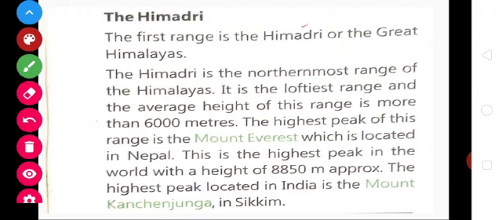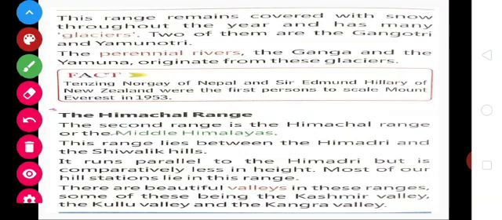The Himadri is otherwise called the Great Himalayas. It is the northernmost range of the Himalayas, and it is the loftiest range also. The average height of this range is more than 6,000 meters. This range remains covered with snow throughout the year and has many glaciers. Two of them are the Gangotri and Yamunotri. The perennial rivers, the Ganga and the Yamuna, originate from these glaciers.